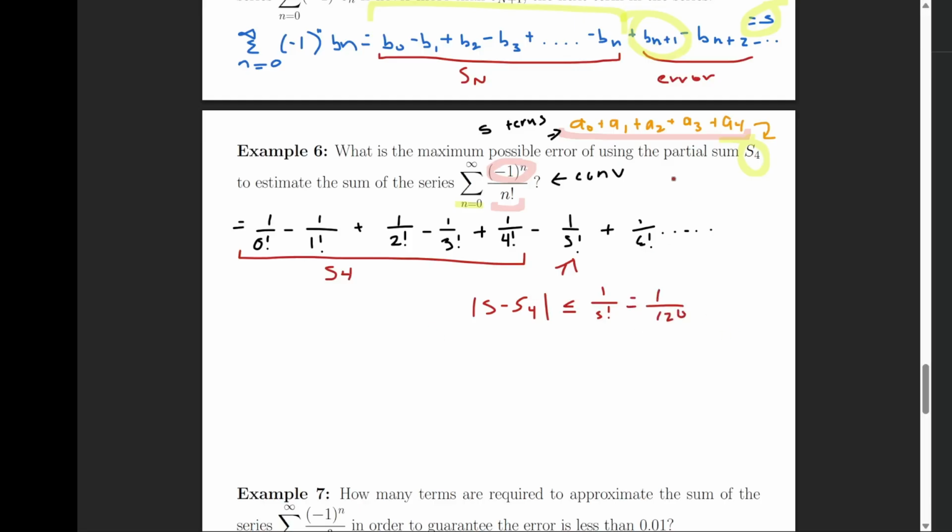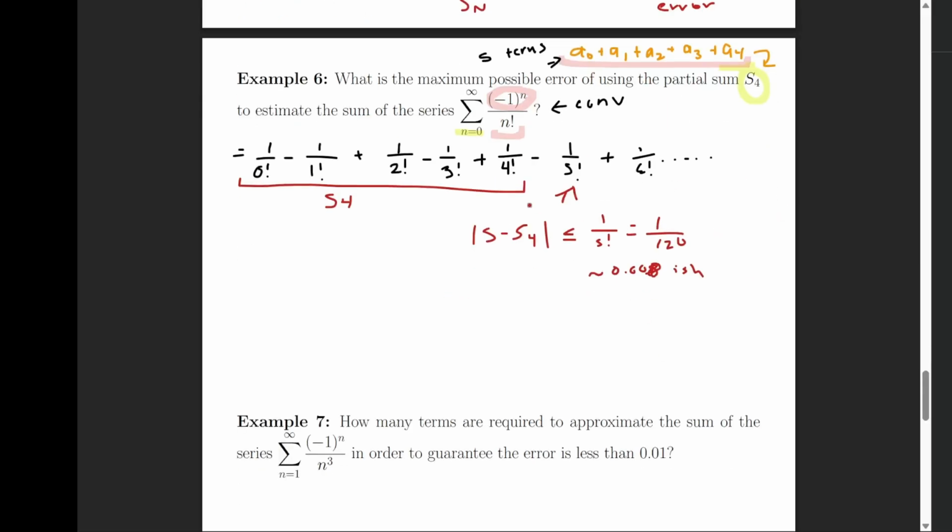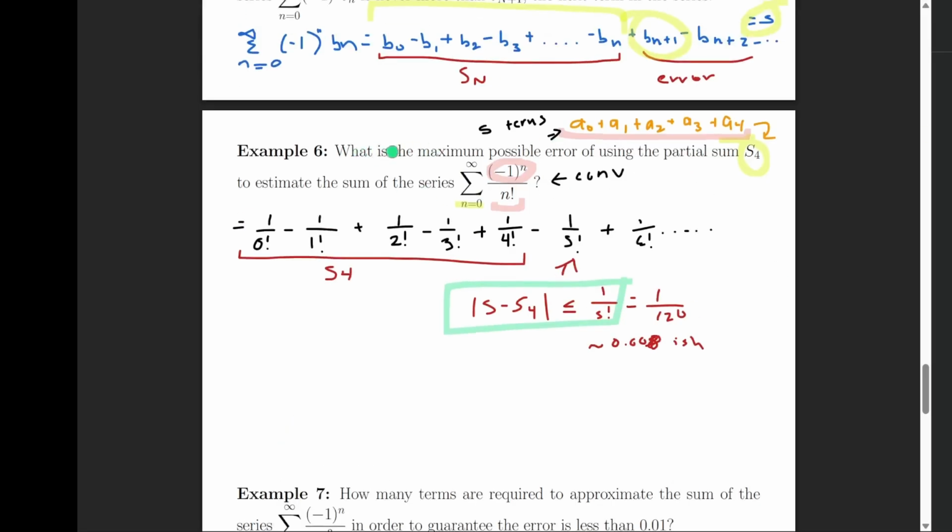That's about 0.008. I should double check that, but I'm too lazy to do that right now. Basically that's what it's saying. Just look at this part right here, and that's what the question is asking, right? What is the maximum possible error? So yeah, that would be your answer.